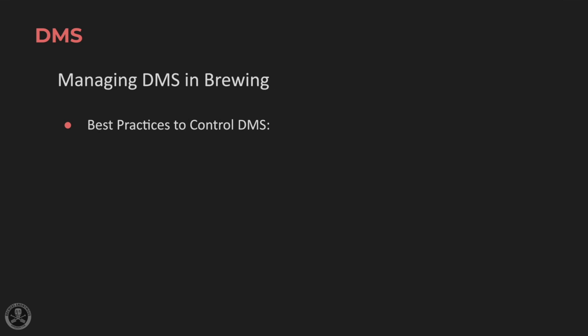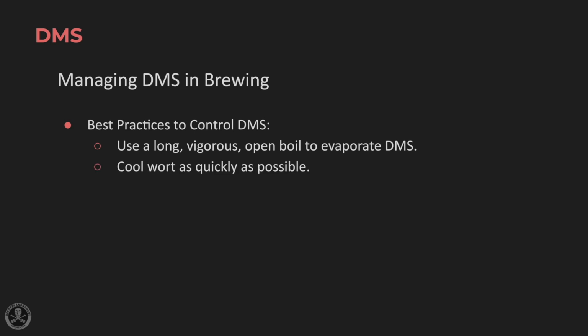There are a few best practices in brewing to help control DMS we need to be aware of for our exams. A longer than average boil, typically 90 minutes or more, and a vigorous uncovered boil aids in reducing DMS. Cooling the wort to pitching temperature as quickly as possible keeps residual DMS formation from occurring. And ensuring proper fermentation practices and allowing the yeast to scrub out as much DMS as it can also helps keep those levels manageable.